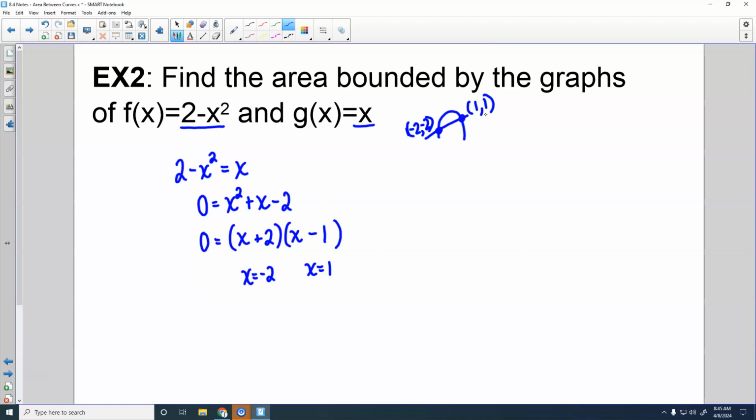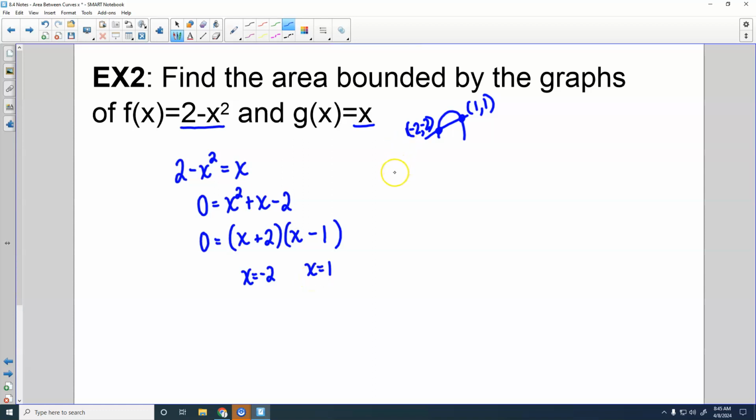So I could, again, try to graph it. This one's not terrible to graph. Or what else could I do to know which function is going to be on the top? You could do that. If you get a negative number, whenever you get the answer, just switch them, because you know that that's wrong. Another option here is if I pick any number between negative 2 and 1 and plug it into both of them.